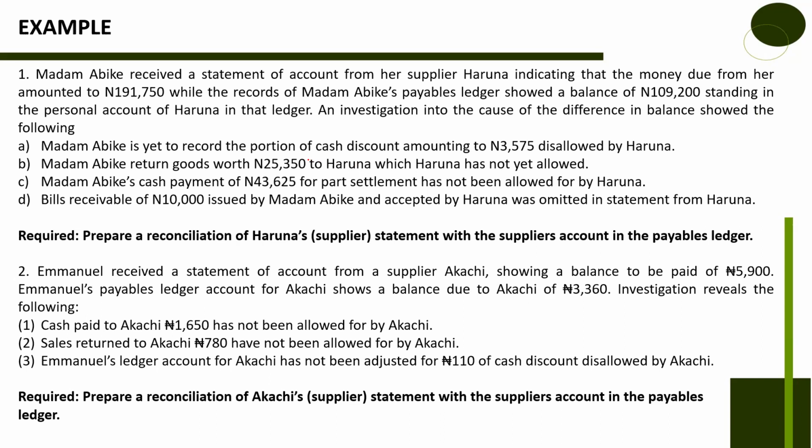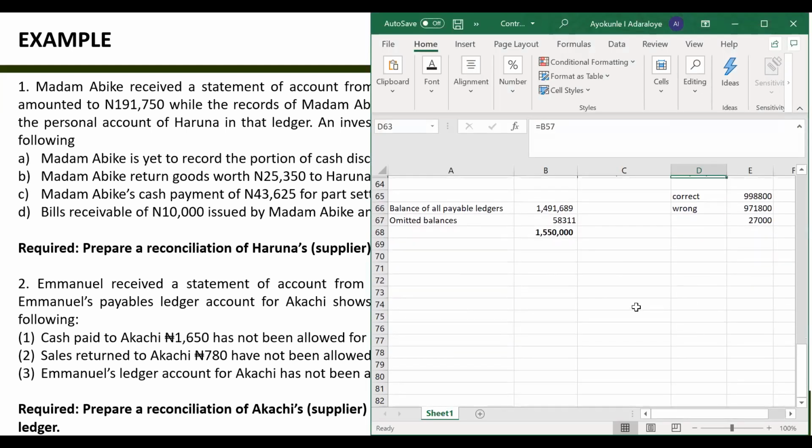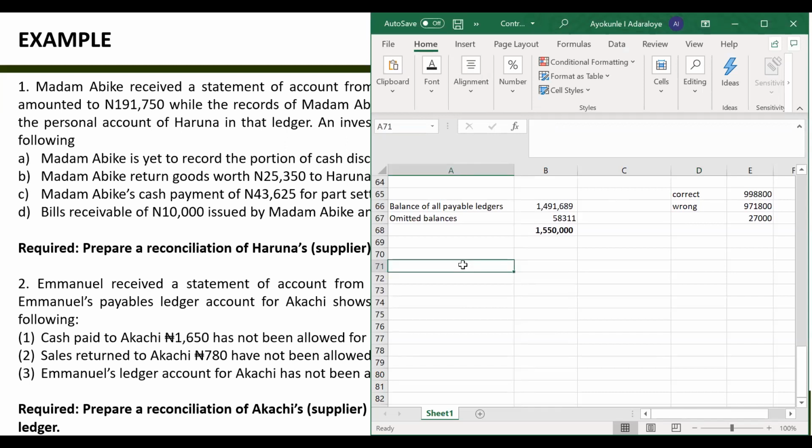So I'm going to solve this first question. Madam Abike received this. Let me bring out my Excel so that we can do this. Or would you like me to solve the second one? Which one do you want? Let me solve the second one or the first one. The first one is okay. I'll solve the first one. Yeah. Okay. The first one, here we go.